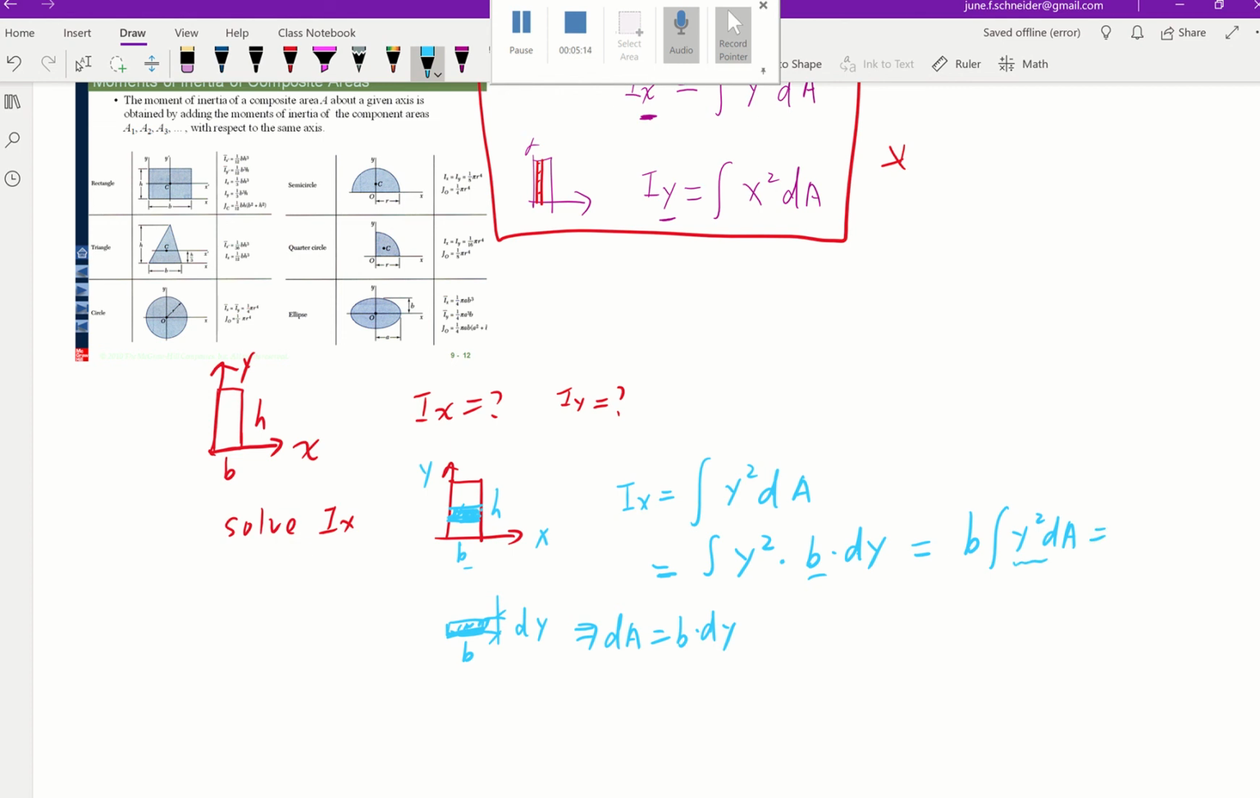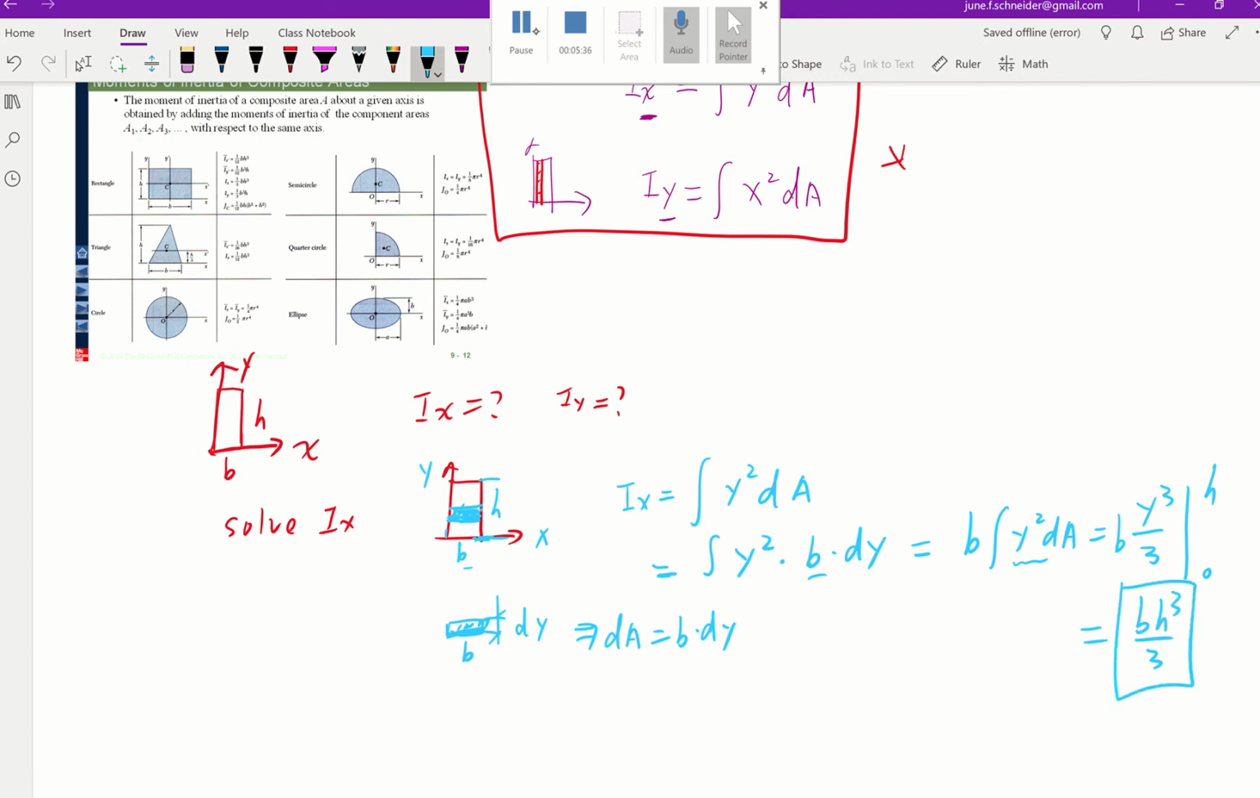Then when you integrate the y squared, we will have y cubed over 3, times b. And for y, the range is going from 0 to h. Right, this is a y range from 0 to h. Then we can solve that. That's going to be 1/3 b h cubed.